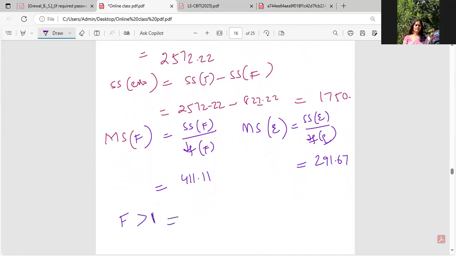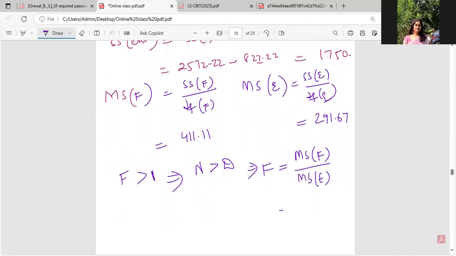The important point that has to be noted is that the F ratio should always be greater than 1, guys. So the numerator should be greater than the denominator. Also, my F formula, as I discussed in the previous video, is MS factor by MS error, otherwise MS error by MS factor, because the F value should always be greater than 1. So 411.11 by 291.67, this value, whatever it comes, I'll be taking as 1.41.